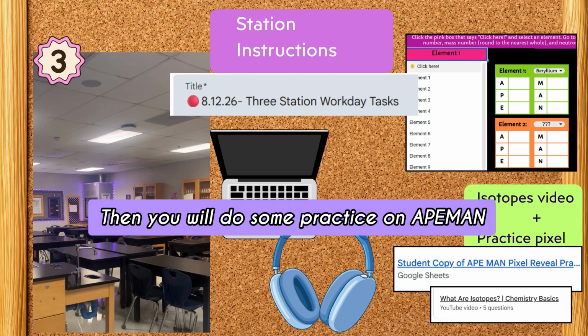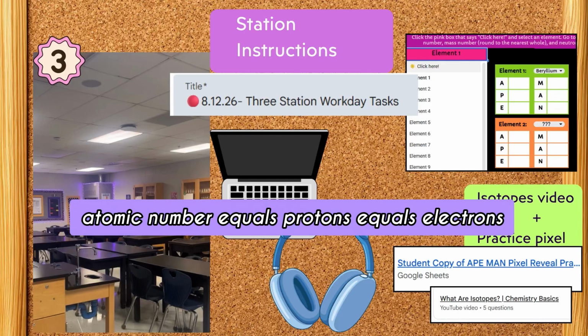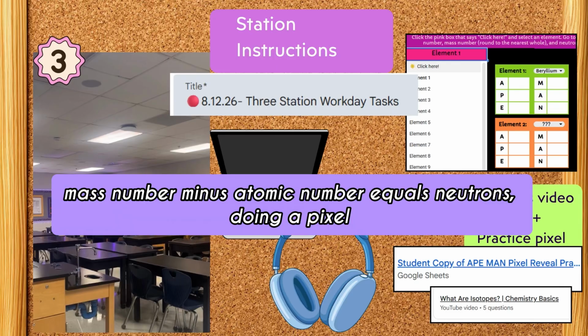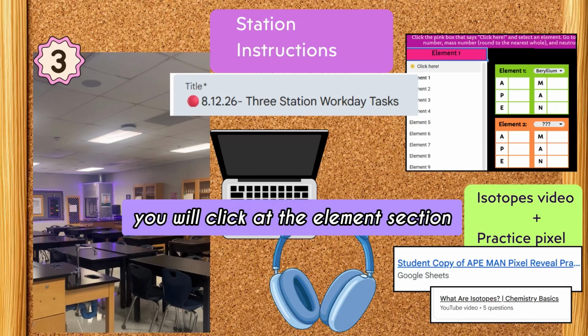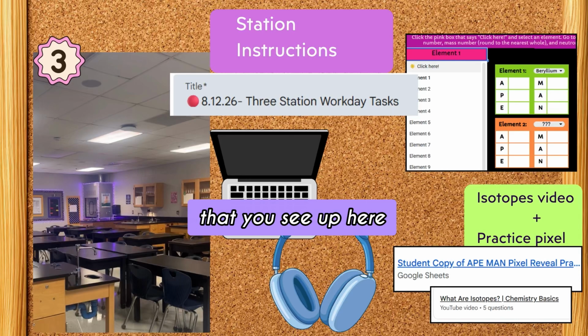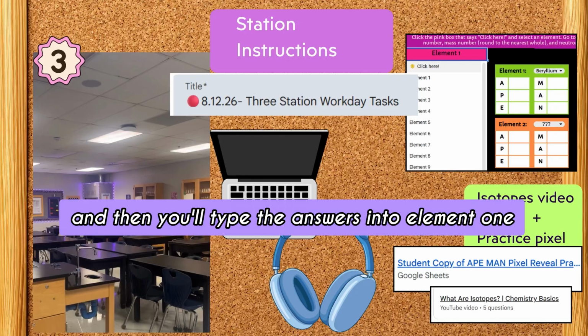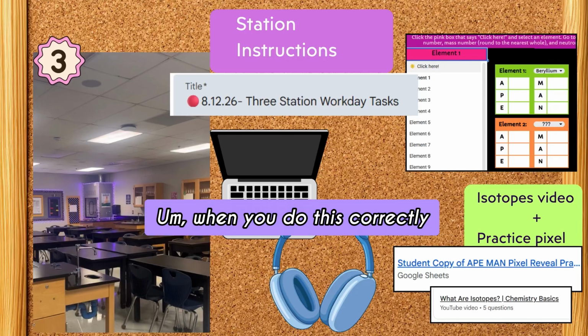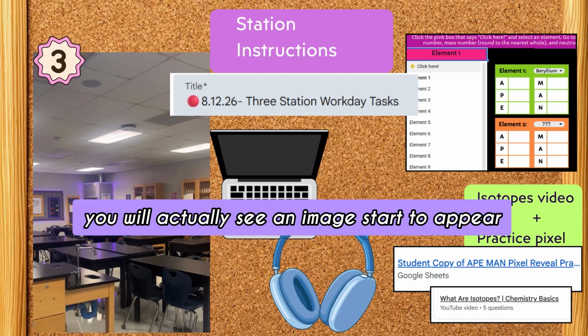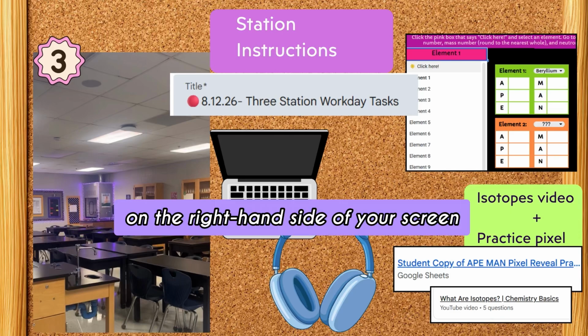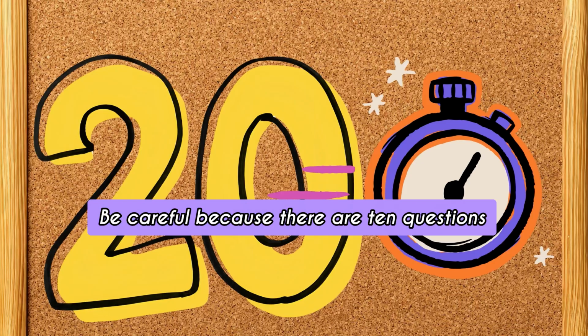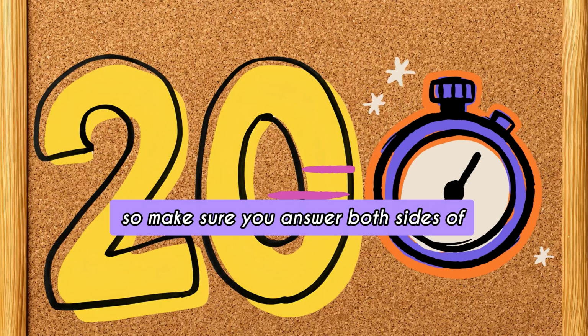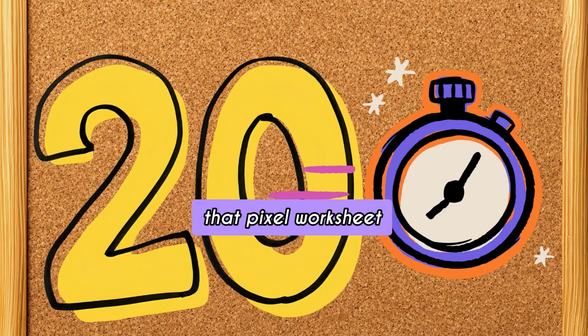Then you will do some practice on atomic number equals protons equals electrons, mass number minus atomic number equals neutrons, doing a Pixel. So on the Pixel, you will click at the element section that you see up here, and you'll click element 1, and then you'll type the answers into element 1. When you do this correctly, you will actually see an image start to appear on the right hand side of your screen. Be careful because there are 10 questions, so make sure you answer both sides of that Pixel worksheet.